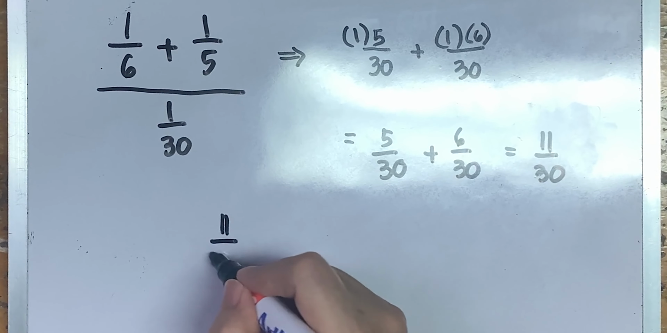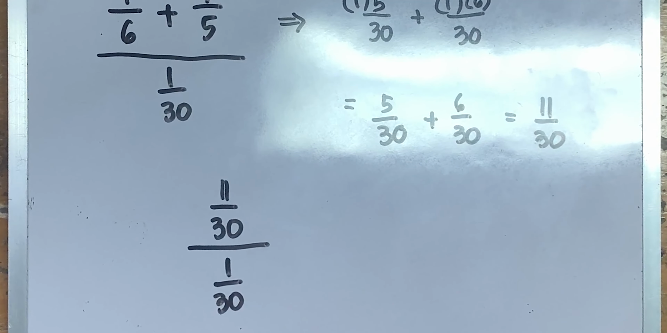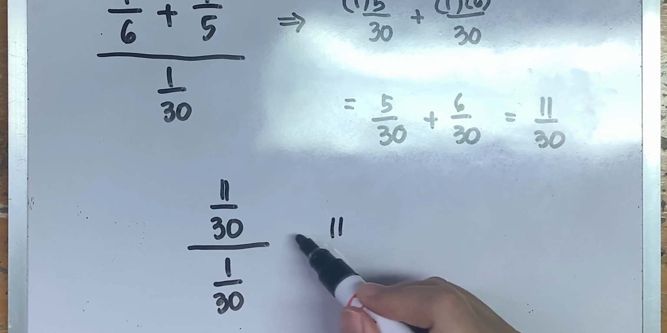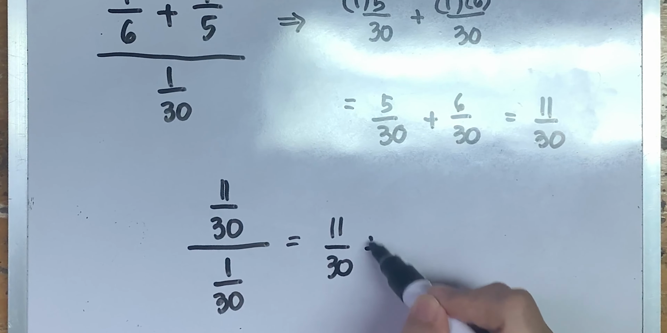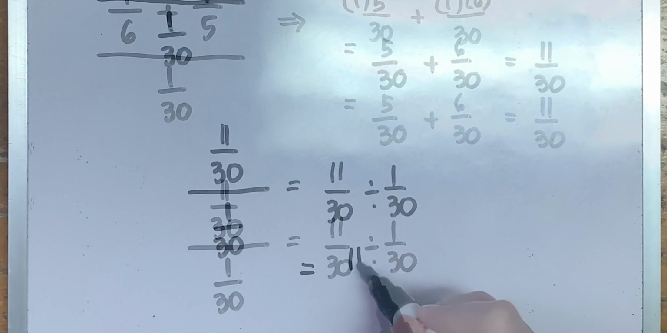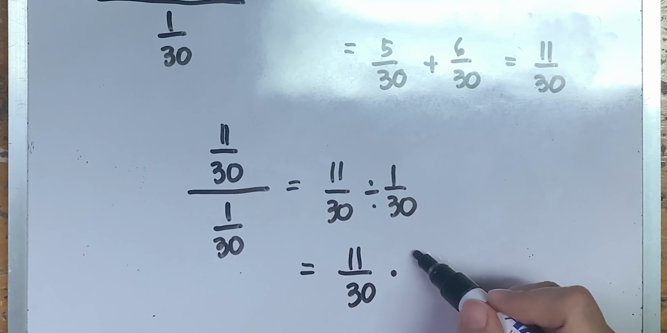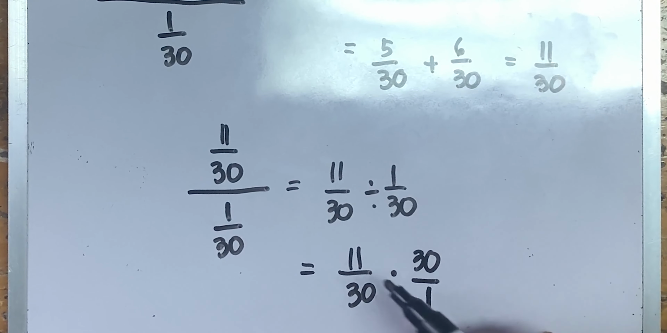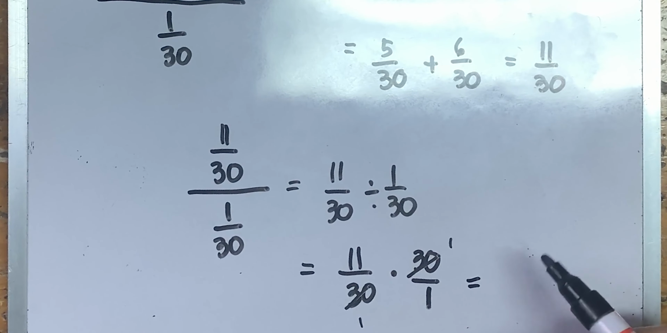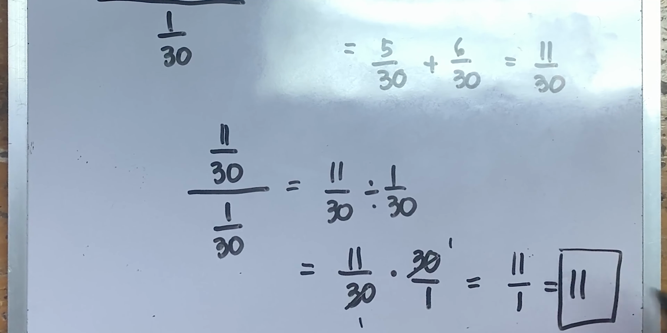So 11 over 30 divided by 1 over 30. Change the operation to multiplication. 11 over 30 times, get the reciprocal of the second term, 30 over 1. We can cancel 30 and 30, have 1 and 1 over here. And so we multiply numerator to numerator. We have 11 over 1, or simply 11. And this is our final answer.